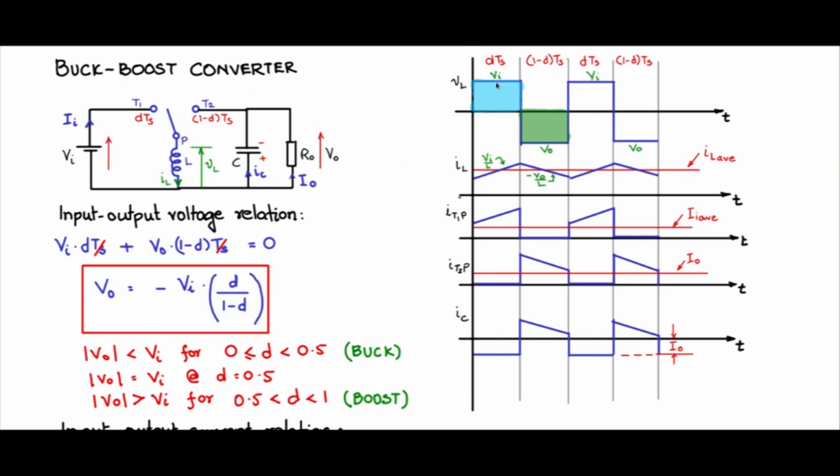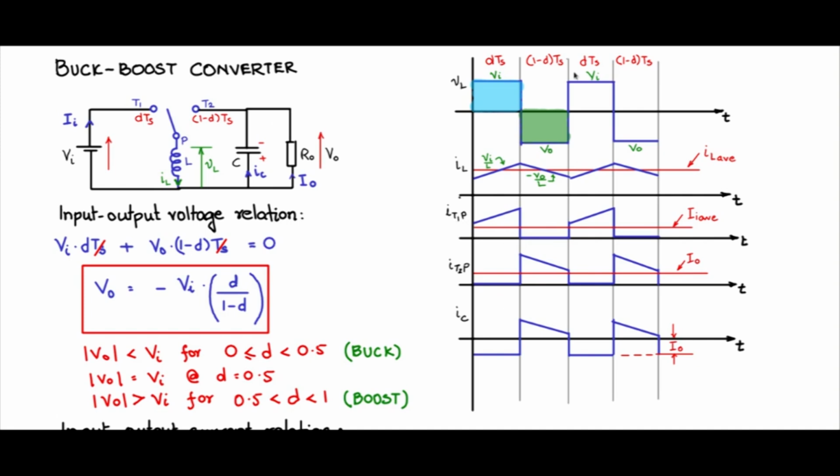So VL, this is the voltage across the inductor. Remember this. The current through the inductor, IL. Now the current through the inductor will be split into two parts: current through the primary of the inductor and current through the secondary of the inductor, which I will explain, and the currents through the switches here.